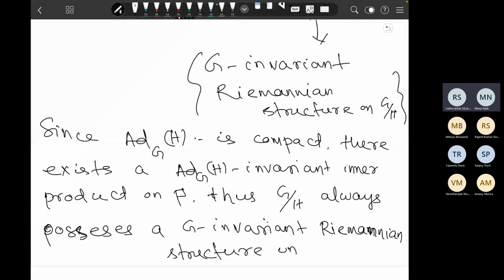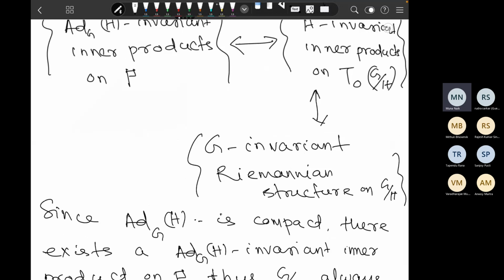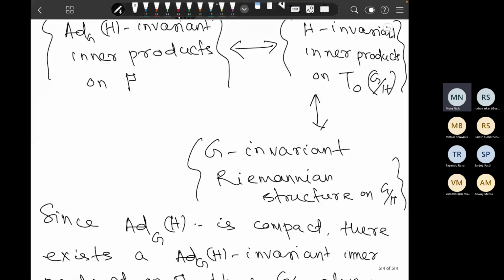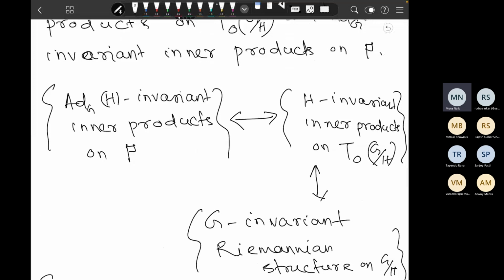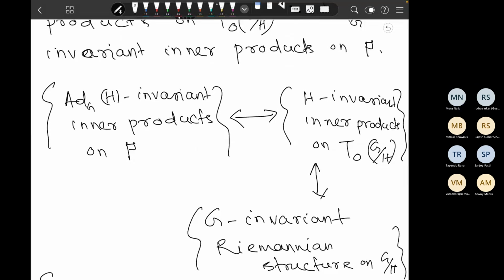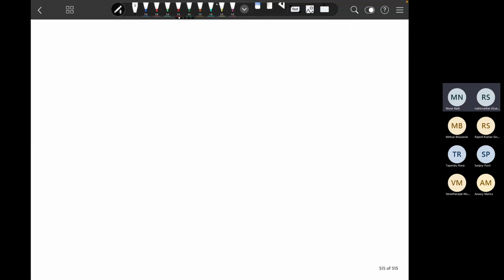And when this isotropy representation is irreducible, then you get a unique G invariant Riemannian metric. Now this boils down to the irreducibility of this RGH action on P. So this is the thing.